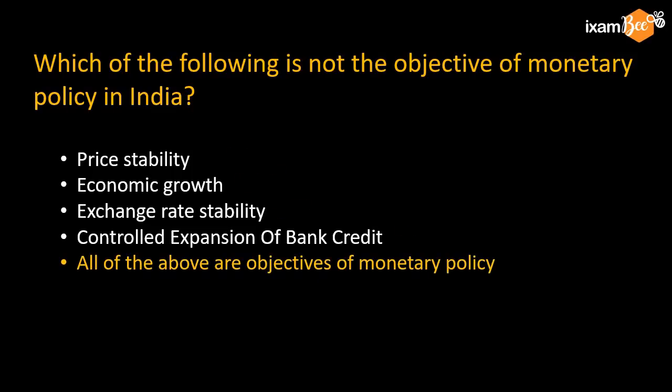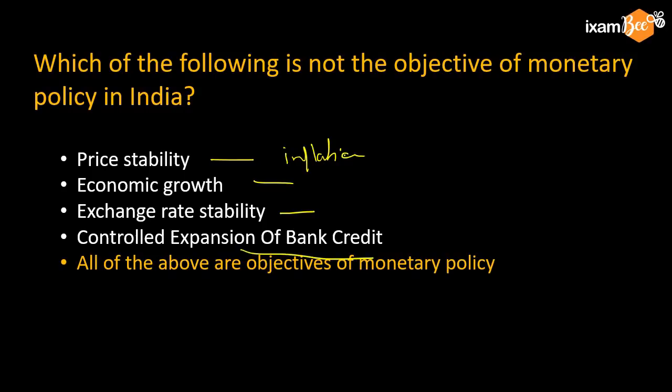So the right answer here is that all are objectives of monetary policy, because price stability is measured by inflation. Economic growth, though it is not directly stated, is the ultimate objective of keeping a good monetary policy, to help the country in economic growth. Exchange rate is about the currency exchange rate. Nowadays there are news that the rupee is depreciating, so RBI is worried. RBI is trying to control that.